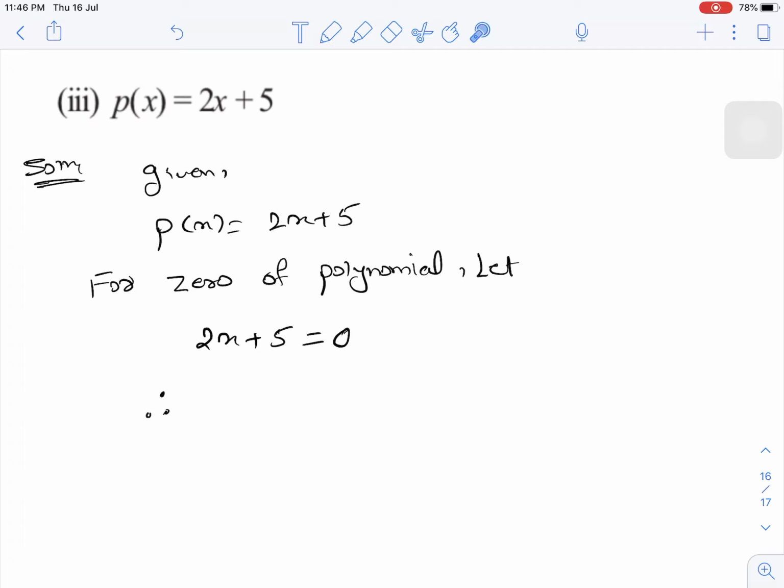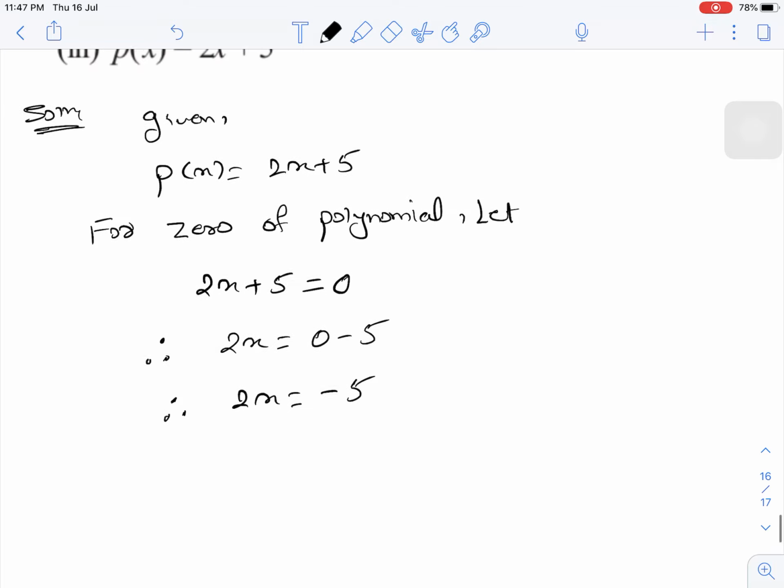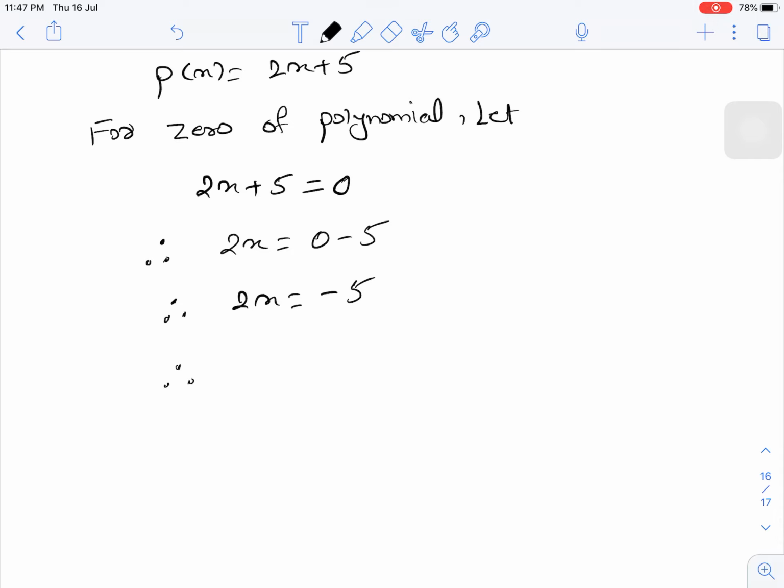Therefore now we have to keep this x on one side, and all the remaining numbers on the other side. So first we are going to transfer this plus 5. If it comes on this side, it will become minus 5. So what you will get, 2x equals 0 minus 5, therefore 2x equals minus 5. Now we don't want this 2 over here, so 2 is multiplying with x. If we change its side, it will divide. So what you will get, x equals minus 5 upon 2. So this number, x equals minus 5 upon 2, is 0 of the polynomial.